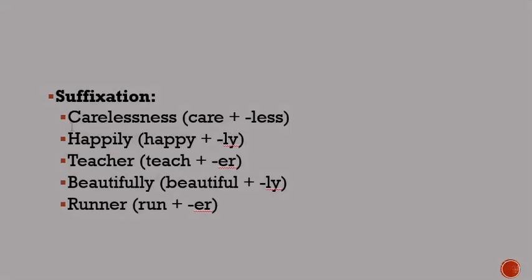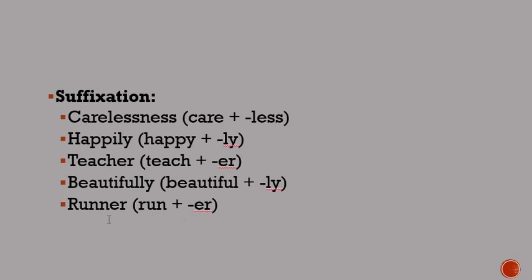And let's see some more examples. Carelessness. Care is a word and you added the suffix less and another suffix is also here, ness. So carelessness, you get a completely new word. And to the word happy, after that you add ly, the suffix, and then you get the word happily. And to the word teach, you add the suffix er to get the word teacher. And to the word beautiful, you add the suffix ly to get the word beautifully. And to the word run, you add the suffix er and you get the word runner. So these are the examples for suffixation.